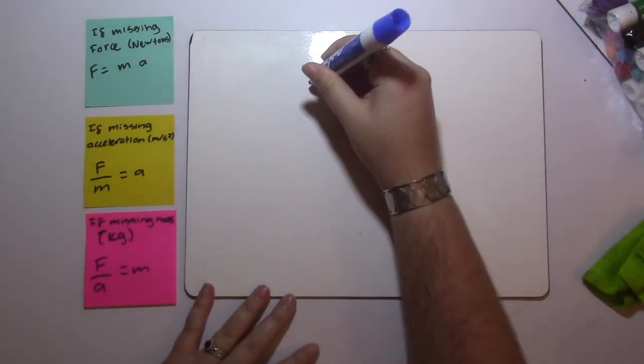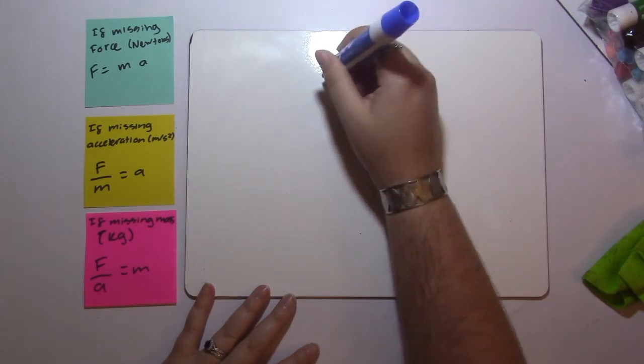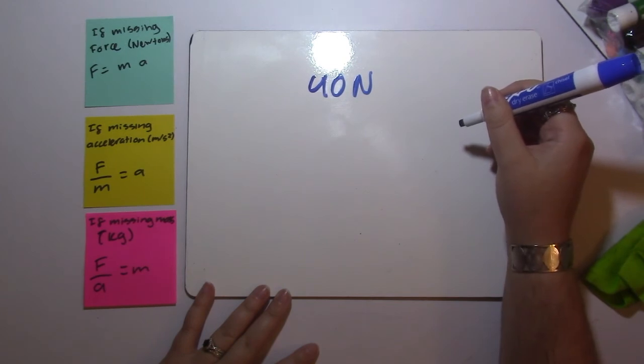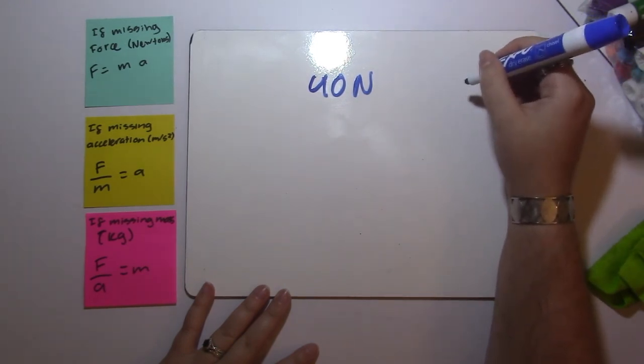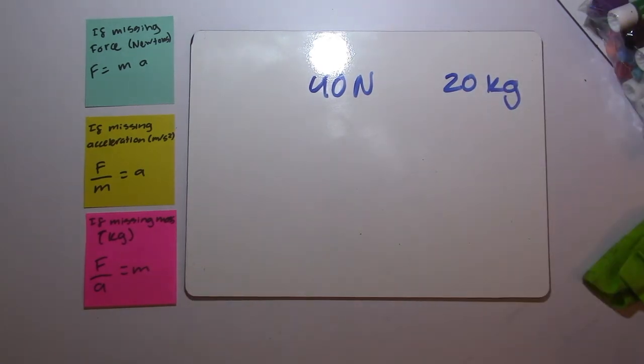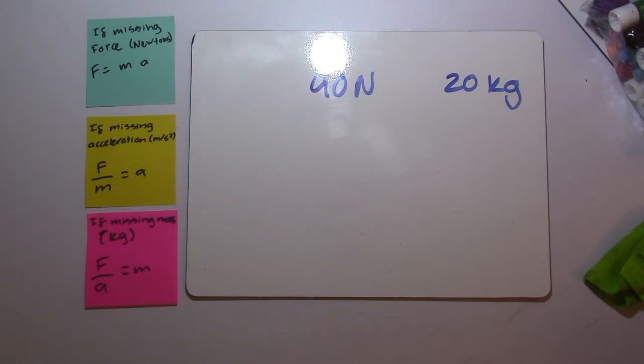I have an object that I pushed with 40 newtons of force, and its mass was 20 kilograms. Figure out which value is missing and which equation you have to use. Pause it, solve it on your own, and then press play to see the solution.